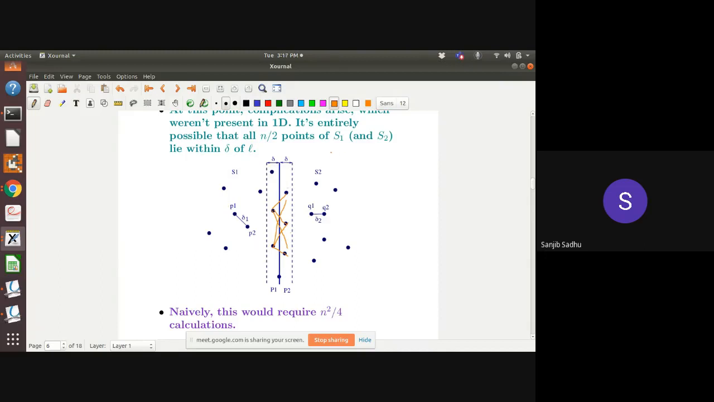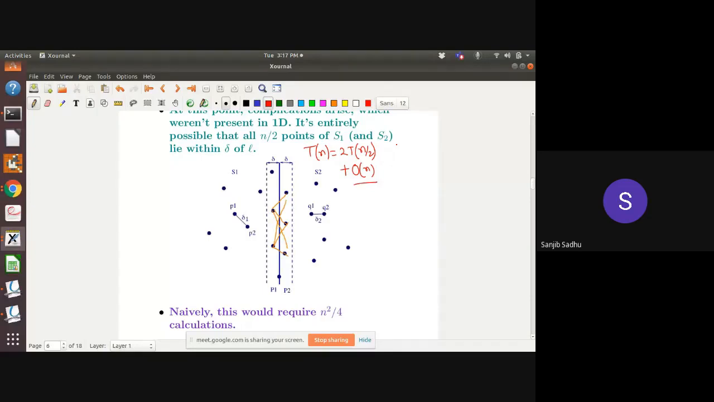And now, what was your objective? Please remember, our objective is always to compute the minimum distance within big O of n log n time. So that means T(n) is 2T(n/2), left side, right side, plus some big O of n should be there. But here you are saying that if n by 2 points are here and n by 2 points are here, then n square by 4 distances need to be computed. So it cannot be big O of n. So this will not help us.